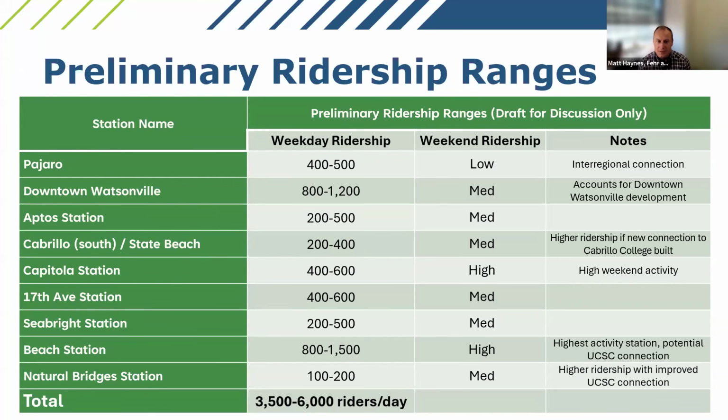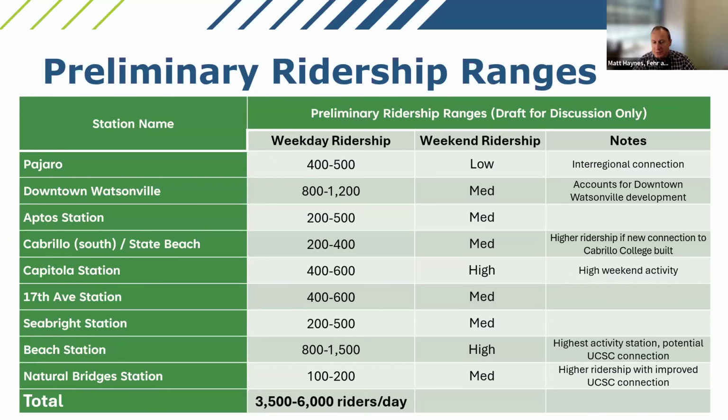When we look at Capitola and Aptos and some of the others, like 17th Avenue and Seabright Station, we see moderate levels of ridership activity for all of those stations as well. And then Natural Bridges has maybe ridership at the lower level, though we're also noting that there's high ridership potential if bus connections that currently are in the area could provide more direct or higher speed transit service to UC Santa Cruz, which could lend themselves to higher ridership levels at Natural Bridges.